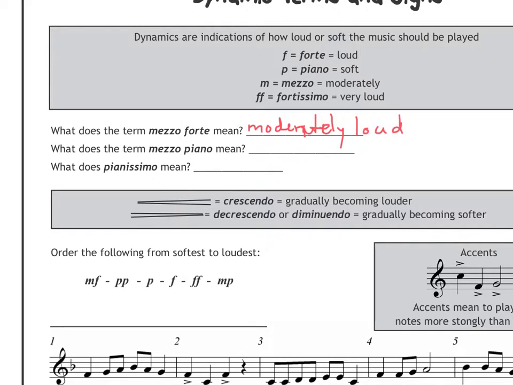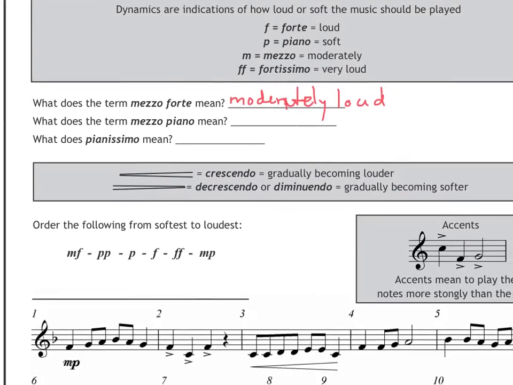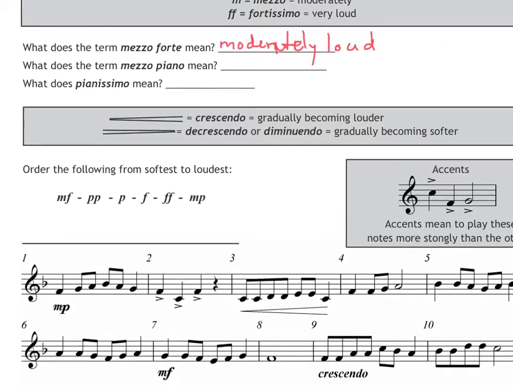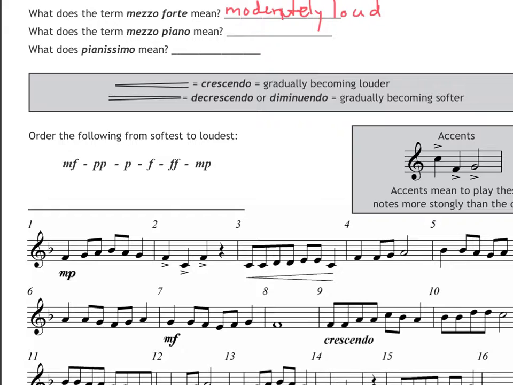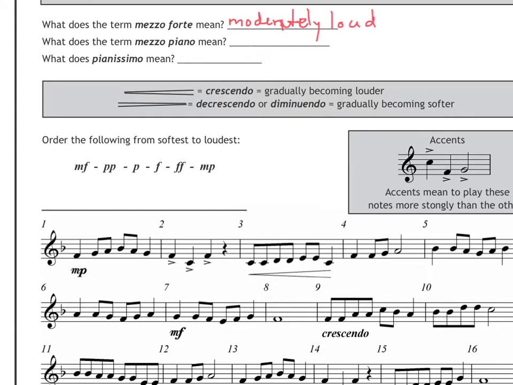F, P, and M. You also have different symbols and signs that indicate other volume events. You have these two hairpin-looking things. One starts together and grows, the two lines growing further and further apart. That's called a crescendo. It means you gradually become louder. As you move through the music, you get louder and louder and louder. That's why those two lines separate.